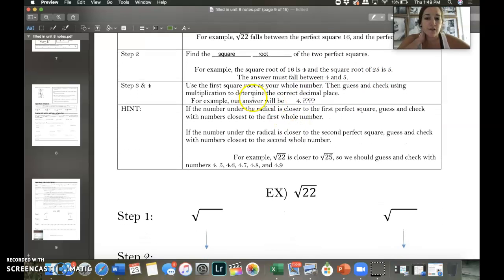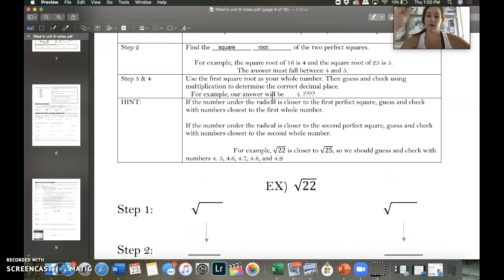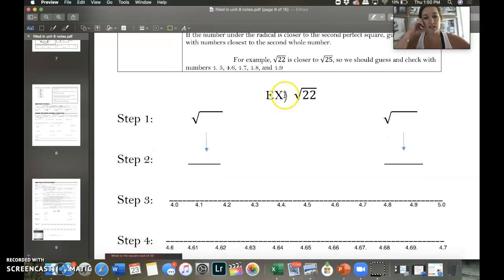Then we would use the first square root as your whole number and guess and check. And let me explain this before I read all this because it'll make more sense. So if we're solving for the square root of 22, for step 1, I'm going to find the two perfect squares that it falls between.